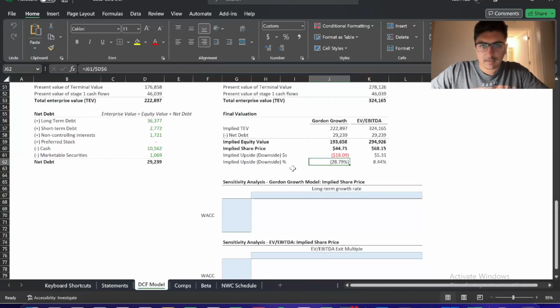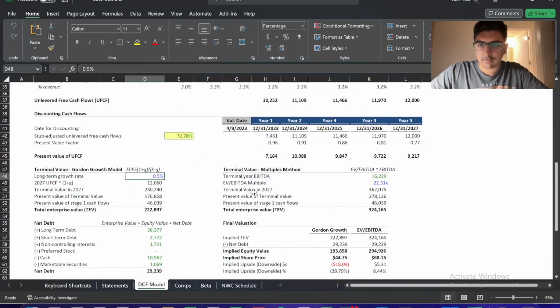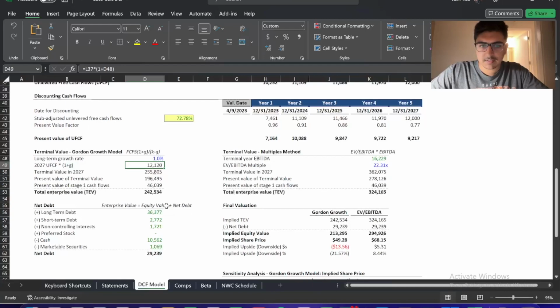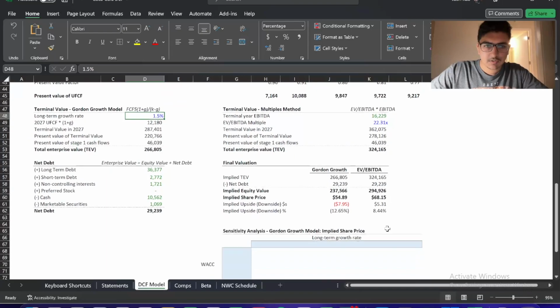So we're showing significant downside if we use the Gordon growth model and pretty good upside if we're using EV to EBITDA. So I'm going to increase this growth estimate a little bit. Let's make it 1%. Let's make it 2%. Now we're sort of getting in that range. So I'm going to go 1.5% and say that's a good medium. So one of these is showing negative, one of these is showing positive.